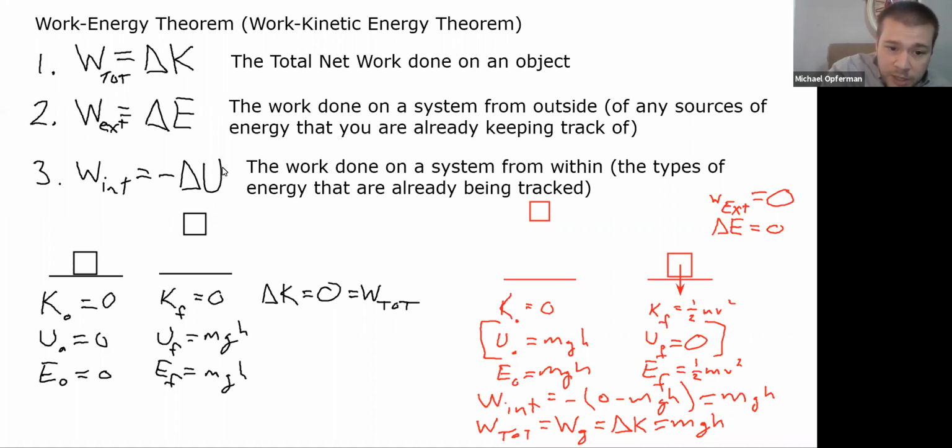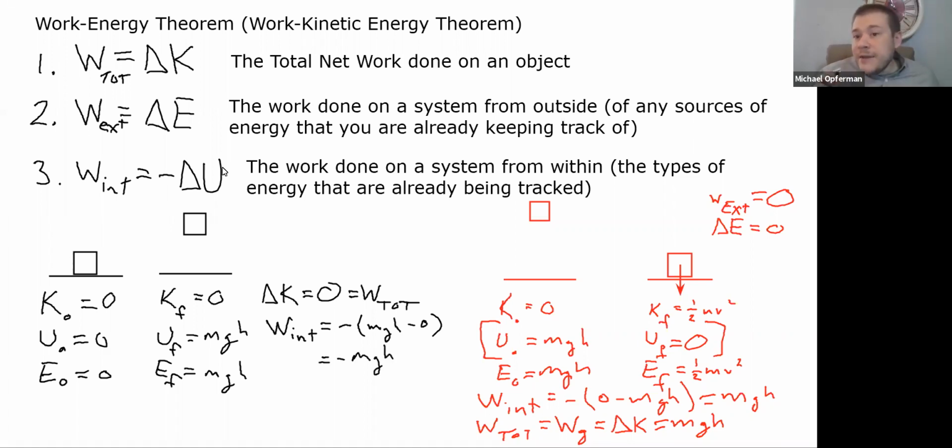If I look at the potential energy, I'm going to see that the internal work done by gravity is going to be negative, final minus initial. So that's negative mgh, okay? Gravity did negative work on the box. How does that make any sense? Well, that's because gravity is actually pushing the object downward, but I lifted it upwards.